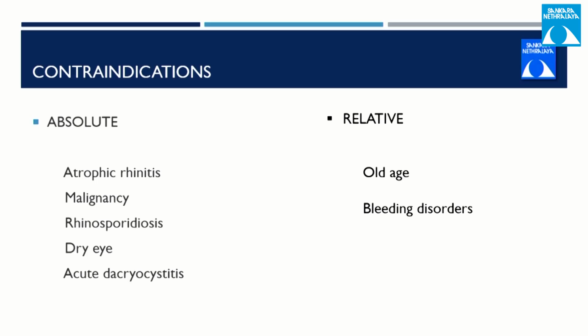And again, is it an absolute contraindication then? It is a relative contraindication. You don't mention these causes. It is only malignancy, okay? Even atrophic rhinitis, yes, your DCR chances of failure are high. So, yes, you can consider a DCT.